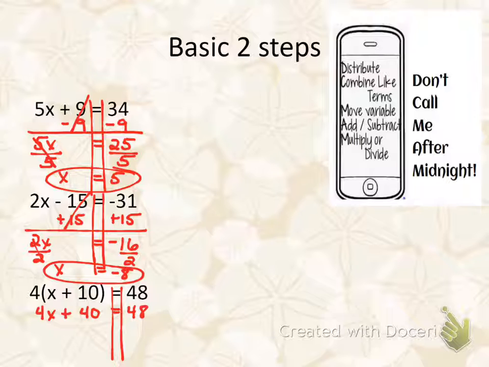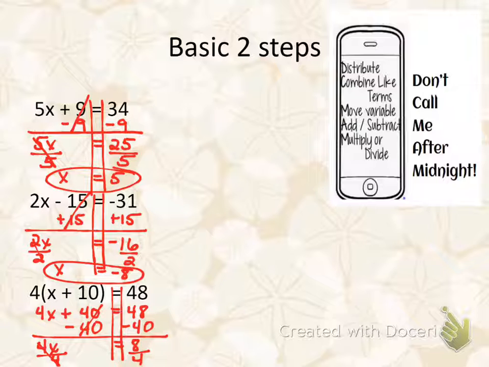Okay, now do we have any like terms to combine? Nope. Do we need to move the variable? Nope. How about adding and subtracting? Yes. We're subtracting, well, it already has 40 added, right? So we're going to subtract 40. 4x equals 8. Divide both sides by 4.